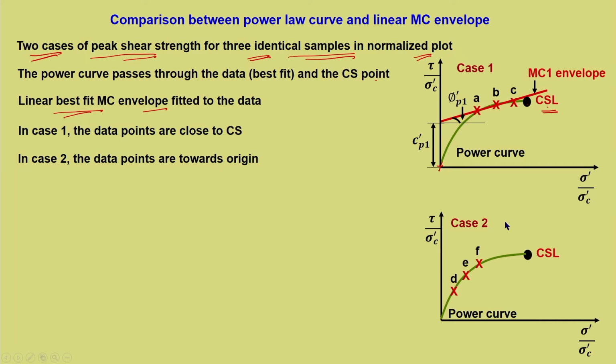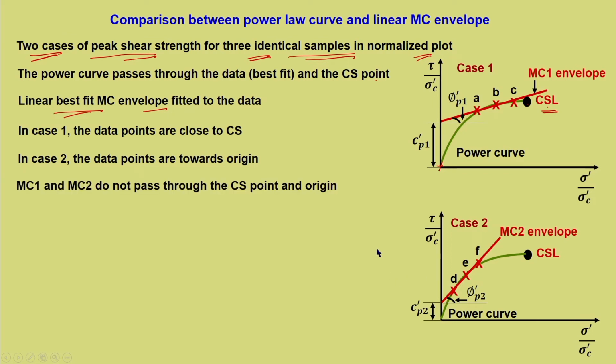Now, what do we do? We have to again fit the Mohr Coulomb failure envelope. This is represented as the MC2 envelope and given by the friction angle phi dash P2 and C dash P2. So, this is what we do for the peak envelope.